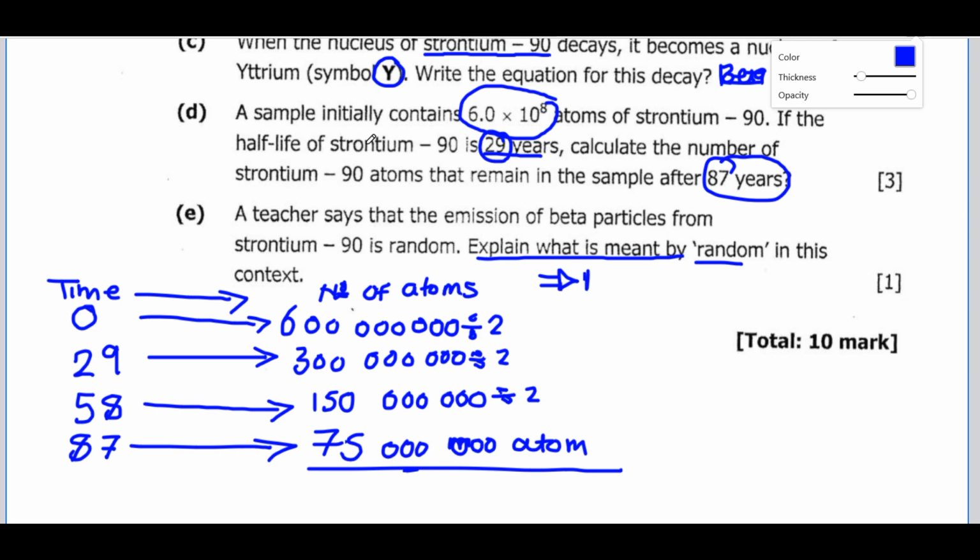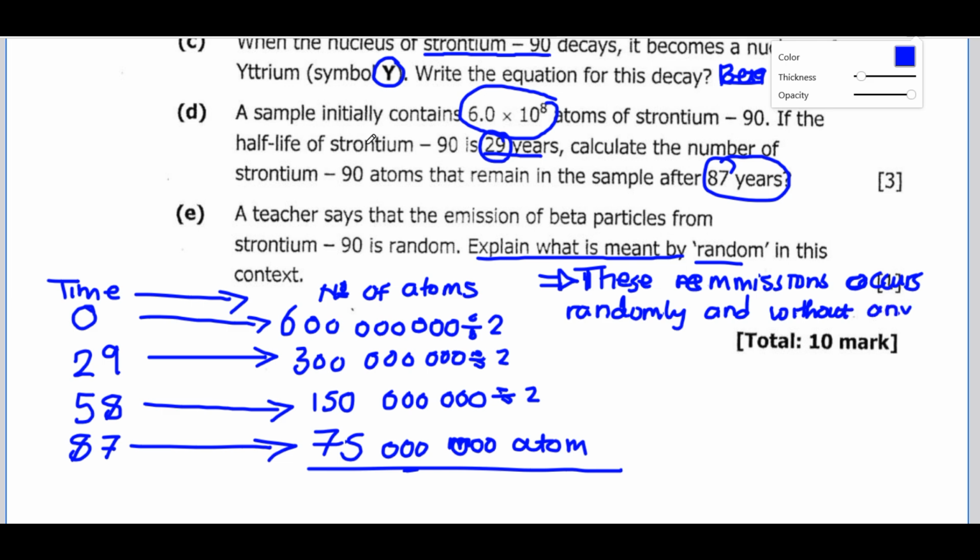But we just simplify our answer as: these emissions occur randomly and without any reason, which simply means it's all based on probability. It's just a chance. It's not known when.